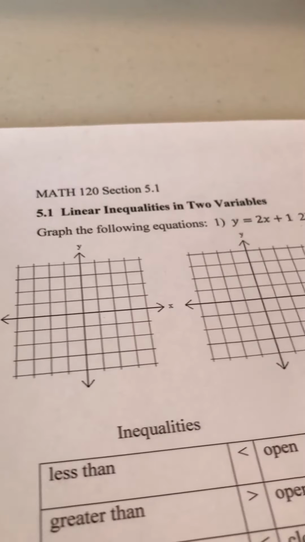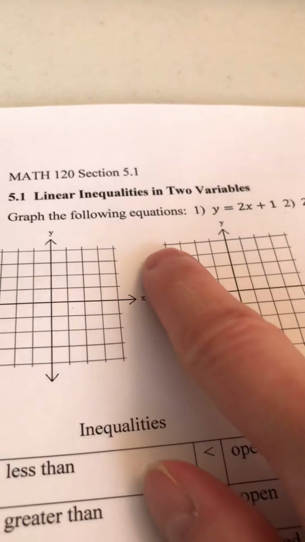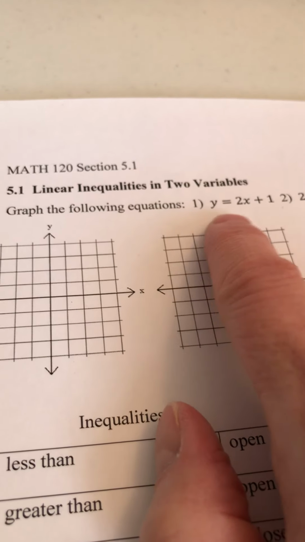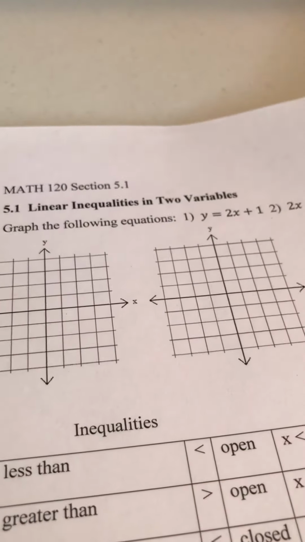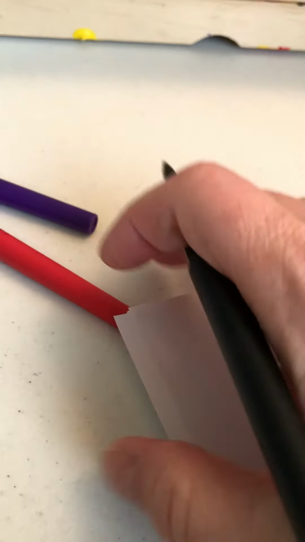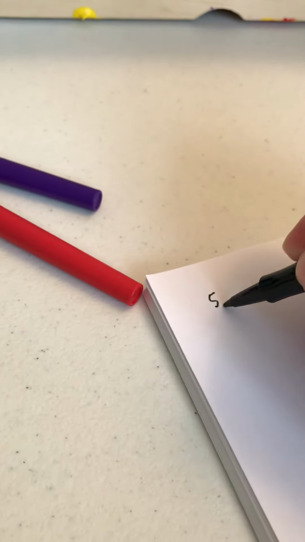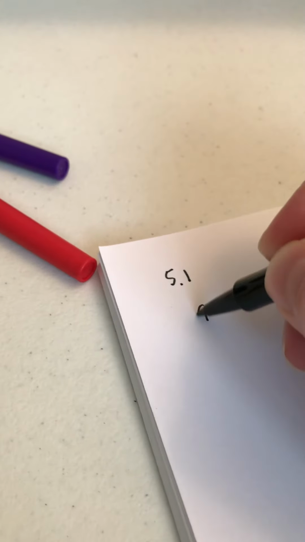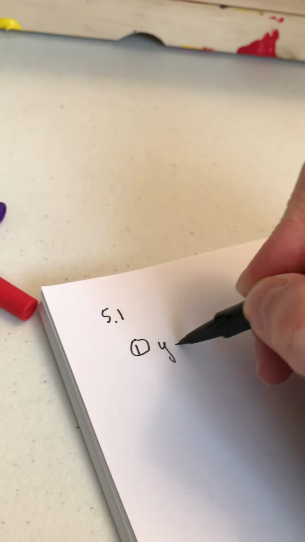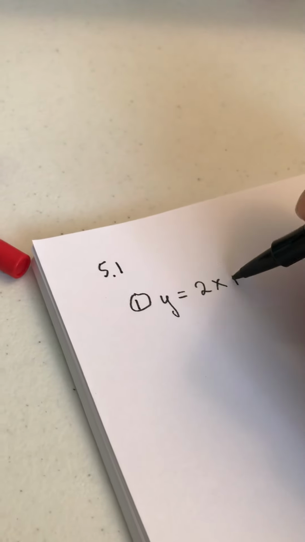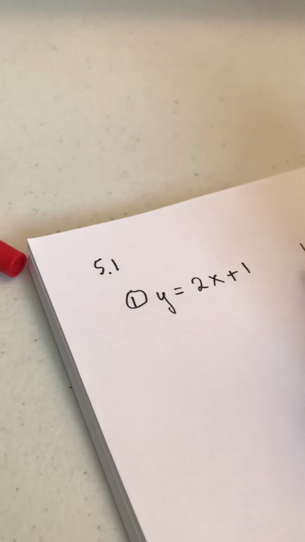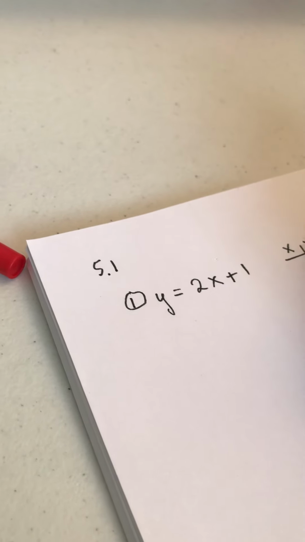The first one says graph the following equations. Y equals 2x plus 1. So what we're going to do is plot 2 points. I'm going to get this piece of paper out here. This is section 5.1, and I will scan these notes later. I'm looking at number 1, which is y is equal to 2x plus 1, and we're going to create an XY chart.